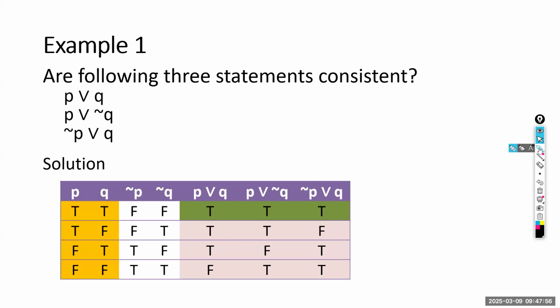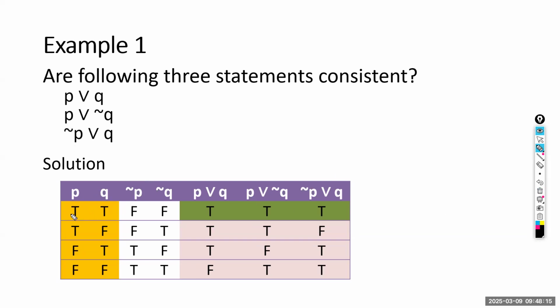Because we need not P and not Q, let's do that. Not P: true becomes false, true becomes false, false becomes true, false becomes true. Then not Q: true becomes false, false becomes true, true becomes false, false becomes true. That is because we need those. Now let's build these three statements.